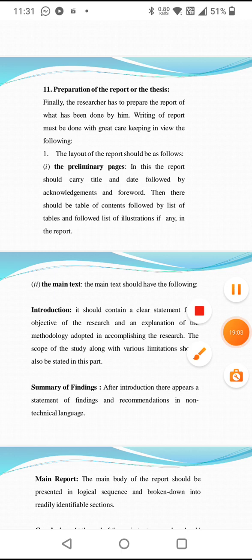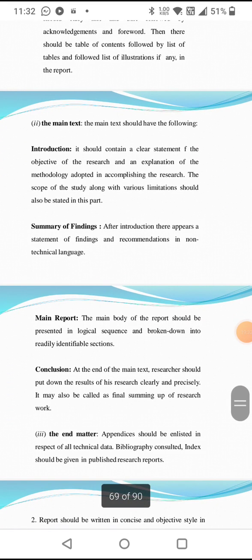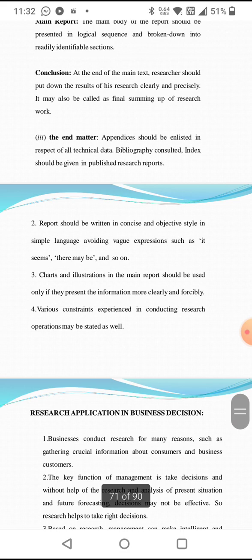Towards the end of the main text, the researcher should again put down the results of his research study precisely and clearly. At the end of the report, an appendix should be included in respect of all data which is derived. A bibliography, that is a list of books, journals, etc., can also be stated here at the end. So this was about the report, right?